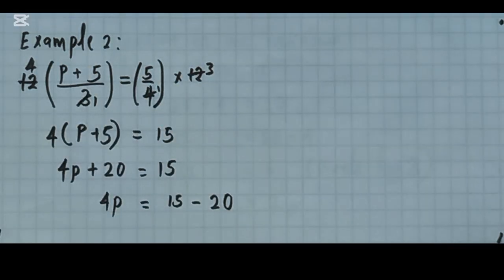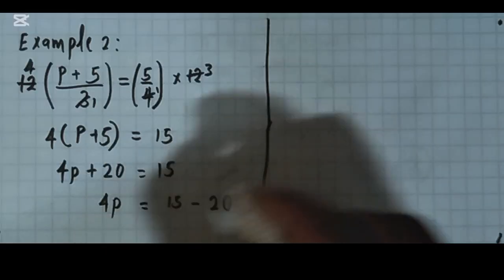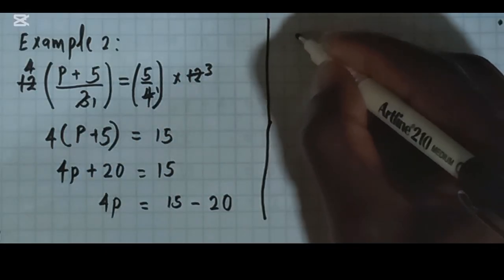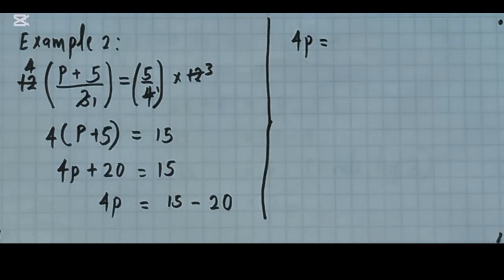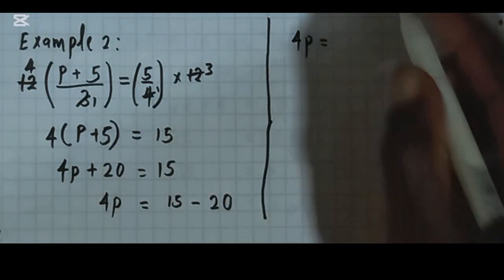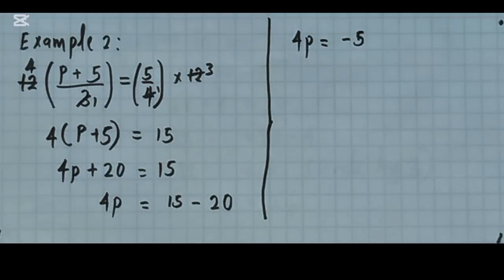If it goes to the right hand side, it changes its sign, and so we're going to have 4p being equal to 15 minus 20. Just a minute, let me draw a line here. To continue, we're going to simplify it, and that's going to be 4p. 15 minus 20 is going to give us negative 5. I hope that you're comfortable with your integers.